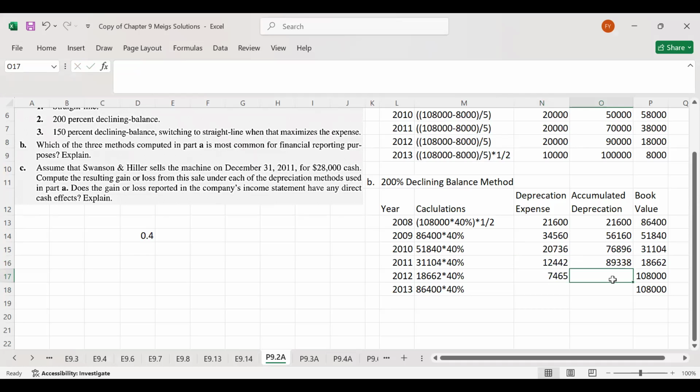So we calculate accumulated depreciation. The previous year depreciations are 89,388, and plus current year depreciation, which is 89,338. The current year depreciation is 7465. So here we have the book value, which is 11197, and then we take now.